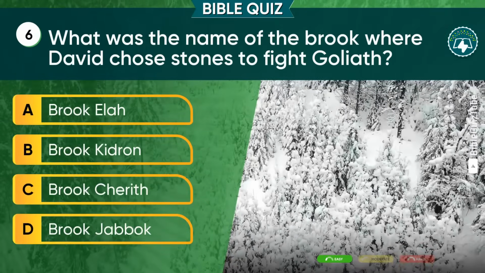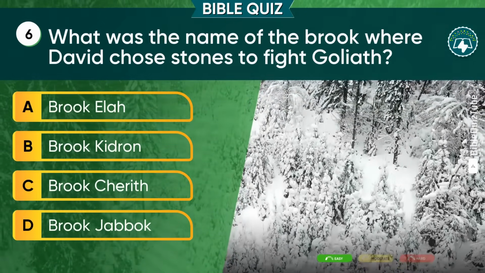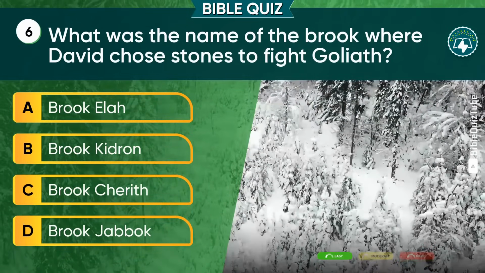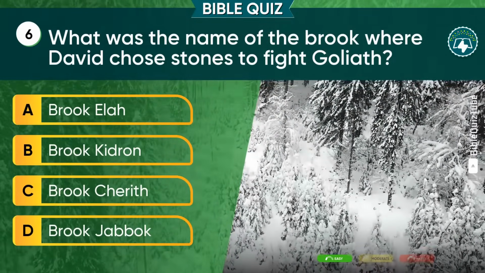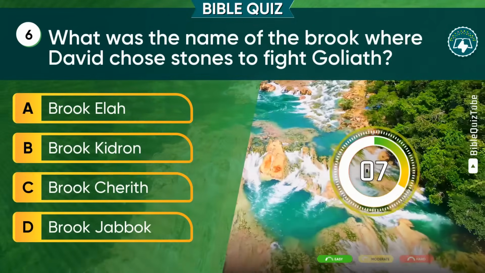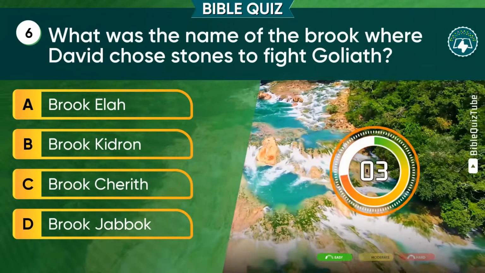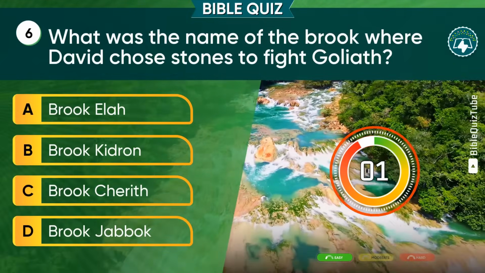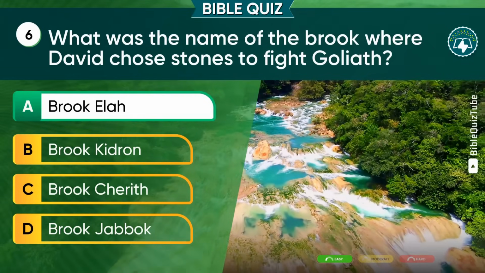Question 6. What was the name of the brook where David chose stones to fight Goliath? Think about these. A. Brook Elah. B. Brook Kidron. C. Brook Cherith. D. Brook Jabbok. You're on track. A. Brook Elah is correct.